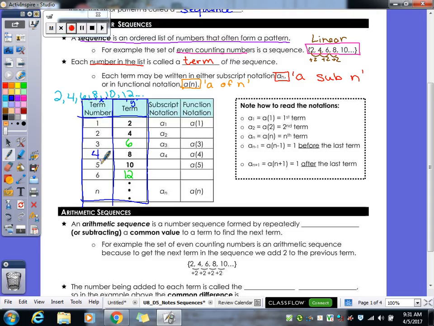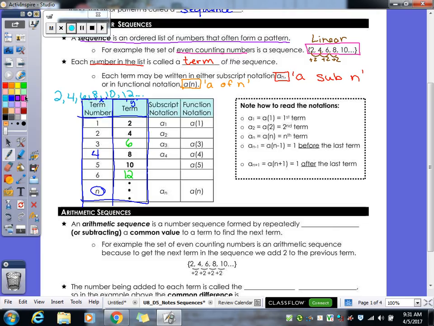And then if it's talking about a term that they don't even know what it is yet, they just call it n. Because that means I don't know what term I'm looking at. I'm just going to call it n for now. So you can make your sequences and make them into a little table if you want to see the table. It might make your life a little easier.